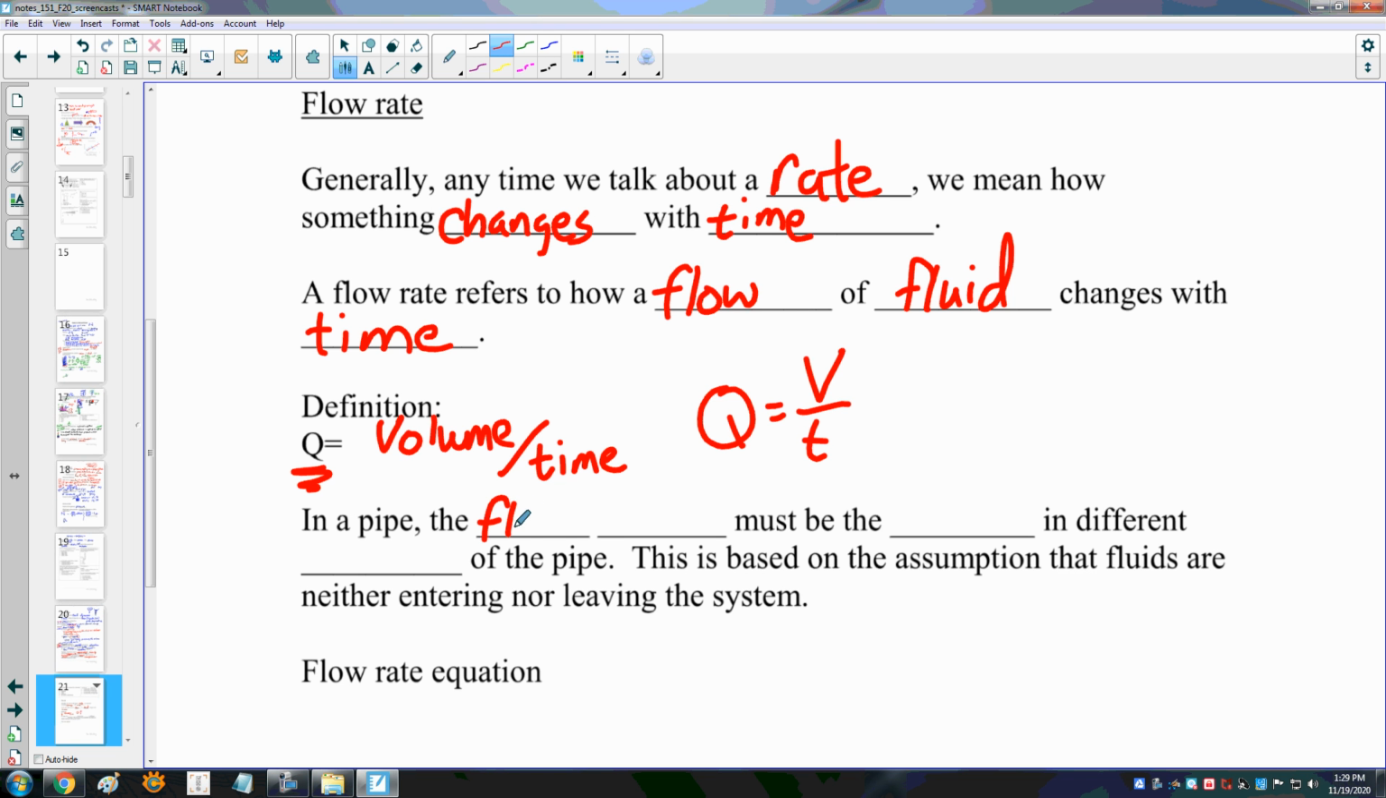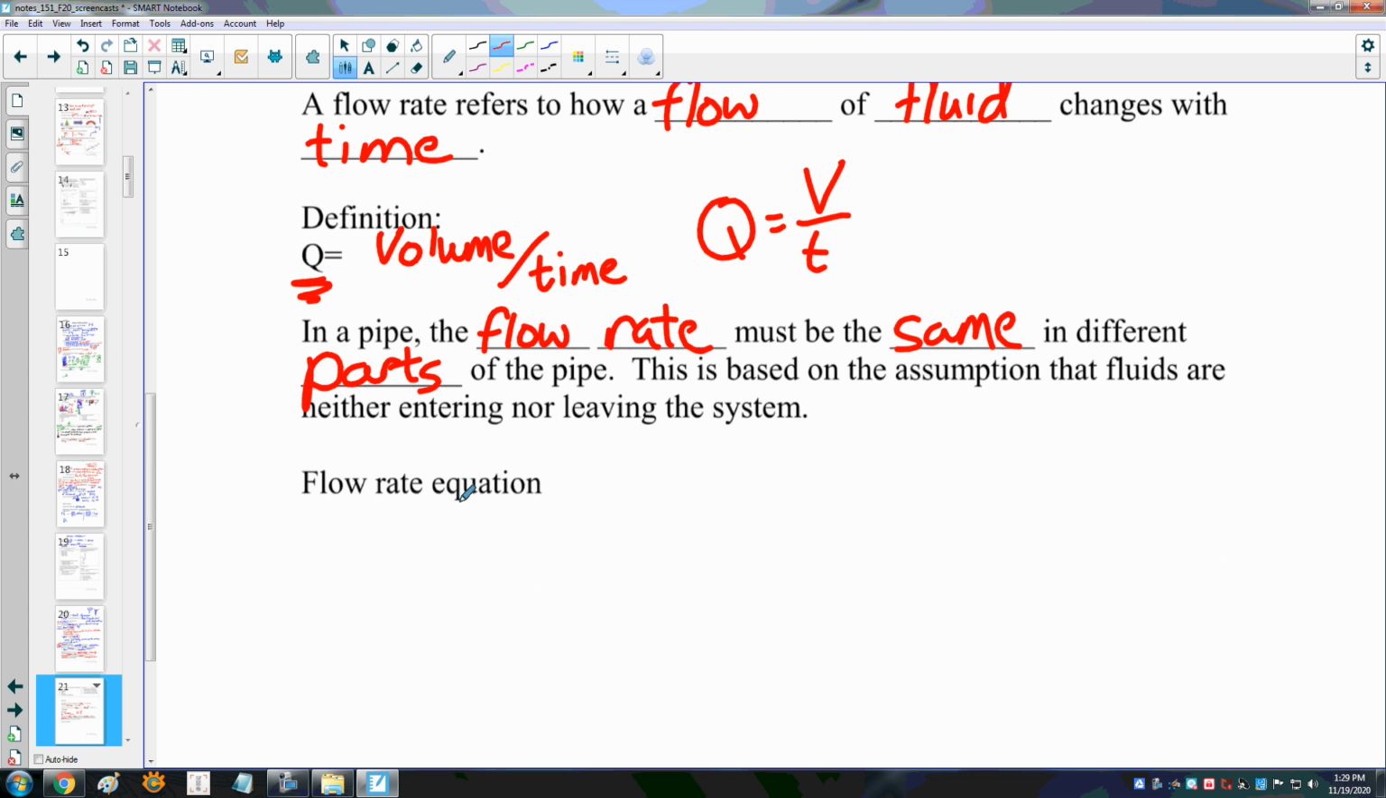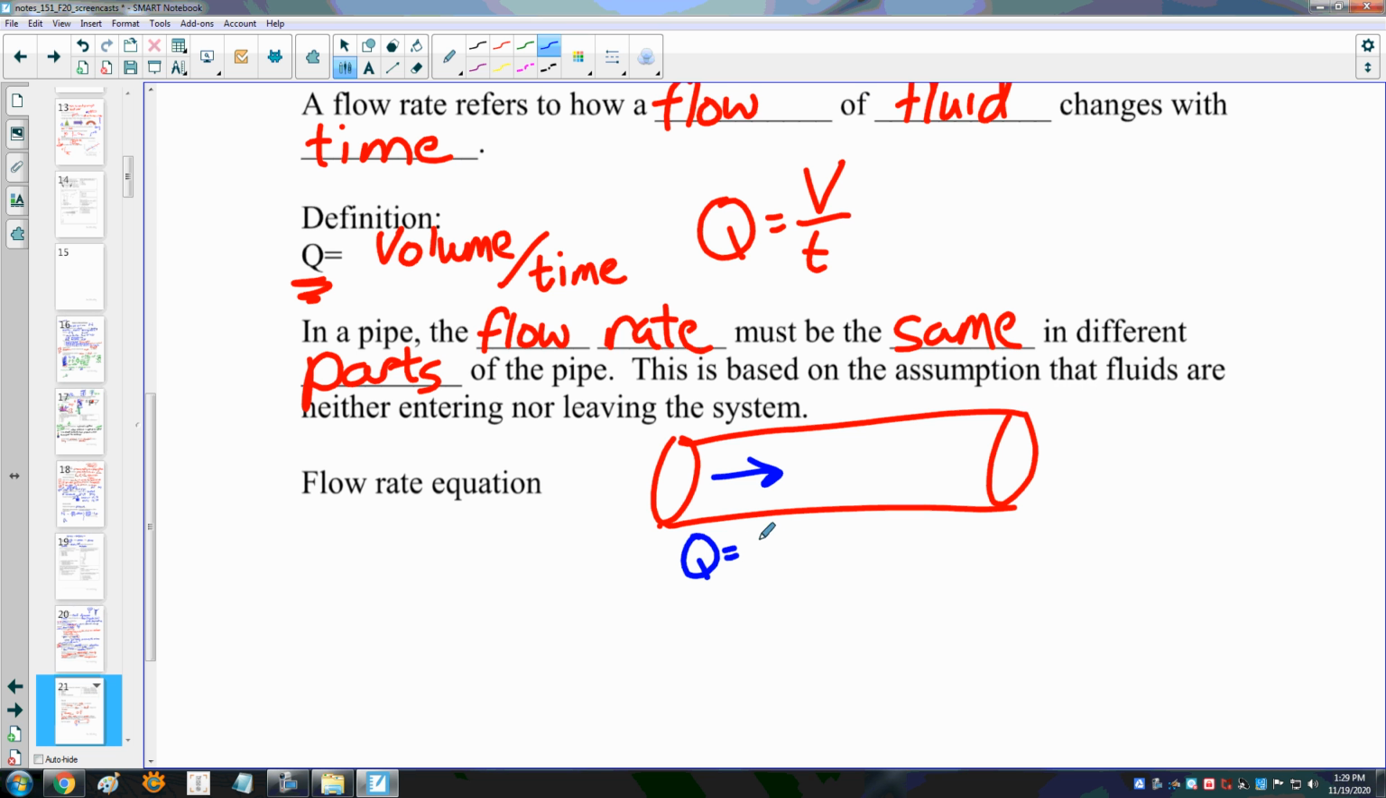In a closed pipe, the flow rate must be the same in different parts of the pipe. This is based on the assumption that fluids are not entering or leaving the system. So imagine I have a pipe here, and let's just say it's all the same cross-sectional area, so it doesn't change as you proceed through the pipe. If here I have a flow rate equal to 1 cubic meter per second, that means at a given point, a cubic meter of water, or whatever my fluid is, will pass by that point in 1 second. That means that over here, I also have to have 1 cubic meter per second. That's always going to be the case, that the volume flow rate has to always remain the same.